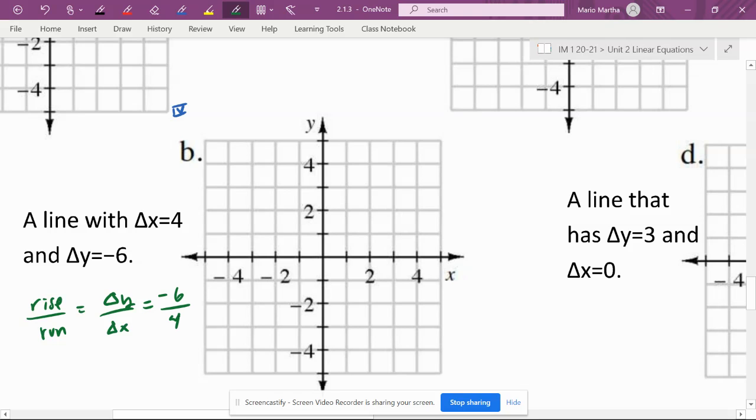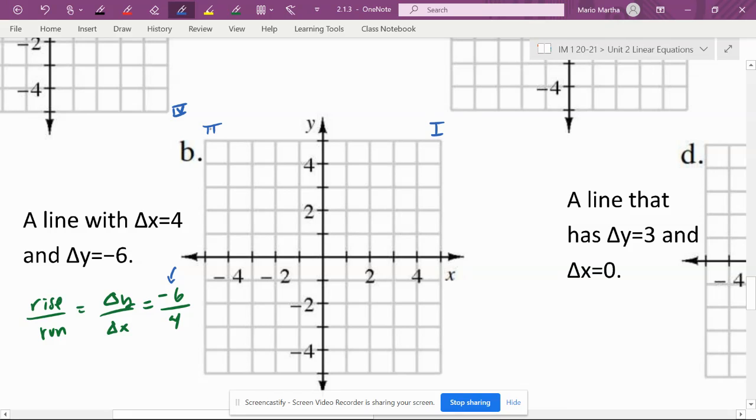So remember that here we're going down because the negative tells us we're going down. So it doesn't really matter where the negative is, if it's in the numerator or the denominator of the fraction, you're still going to go down and to the right. So here it's a lot easier.